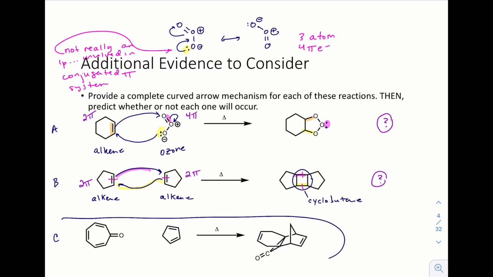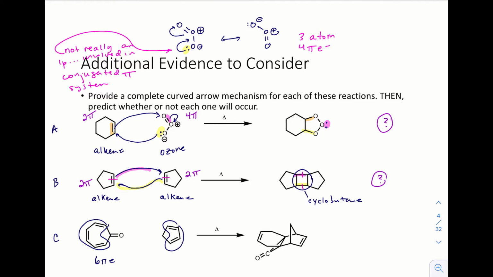Oh, this last reaction C, this looks extremely exciting. Let's draw the curved arrows for that. This is a fully conjugated system, but it does appear that the 6 pi electrons in this part of the system are perhaps reacting with the 4 pi electrons in that system.